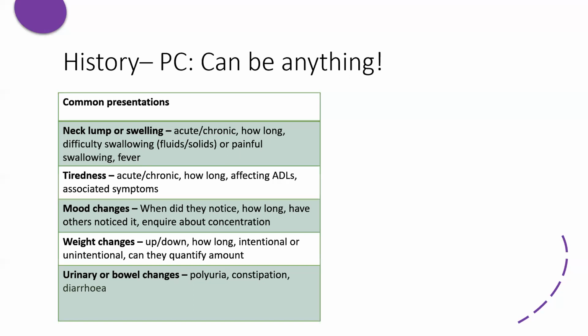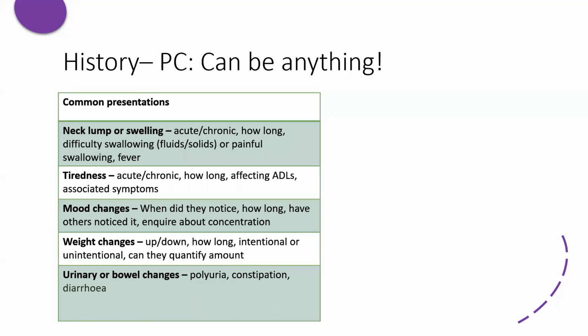Weight changes are common as well. So it could either be going up or down. How long has it been going on for? Is it intentional or unintentional? And can they quantify the amount? So they may not exactly be able to say, I've lost 3 or 4 kgs, but they can say that my pants are looser, something like that. And urinary or bowel changes, so polyuria, constipation, diarrhea.